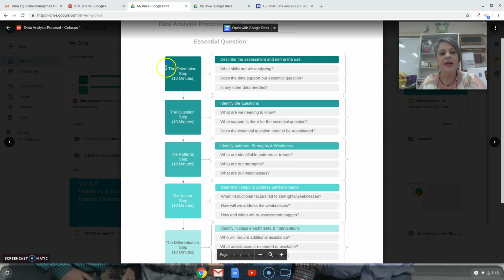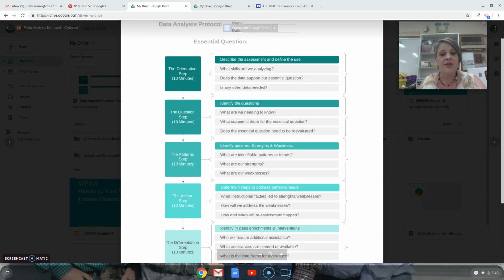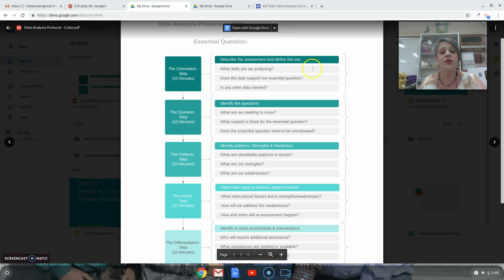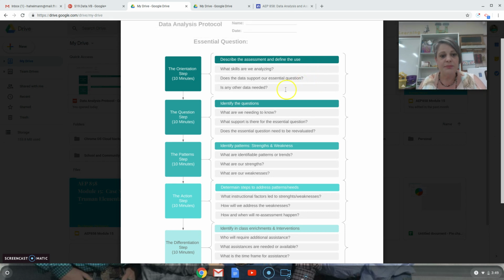So in step 1, I call this the orientation step. This is to describe the assessment and define the use. So what are the skills that we're going to be analyzing? Are we looking at a specific TEK? Are we looking at an overall, what is it we're doing? Does the data that we have in front of us support our essential question? So is it going to support what we're looking for? And do we need any other data?